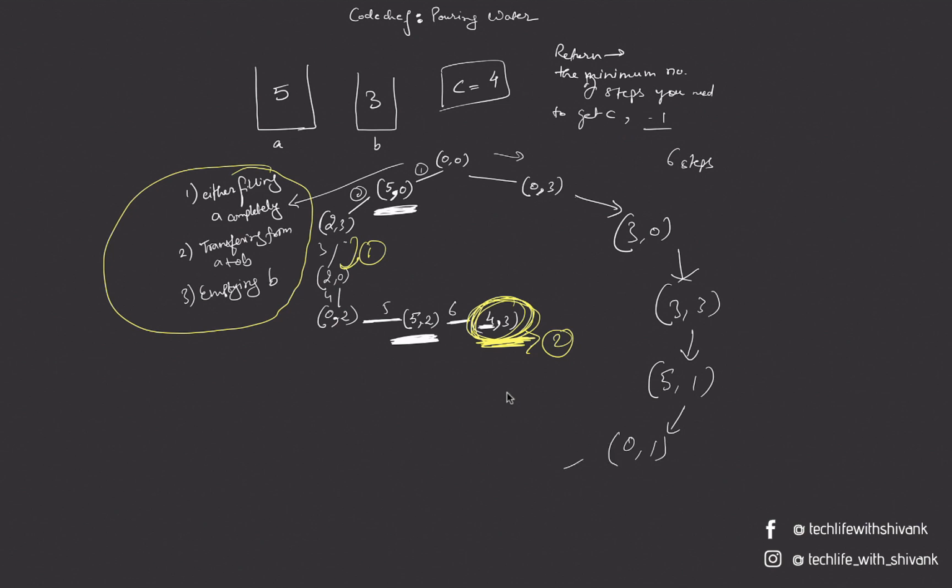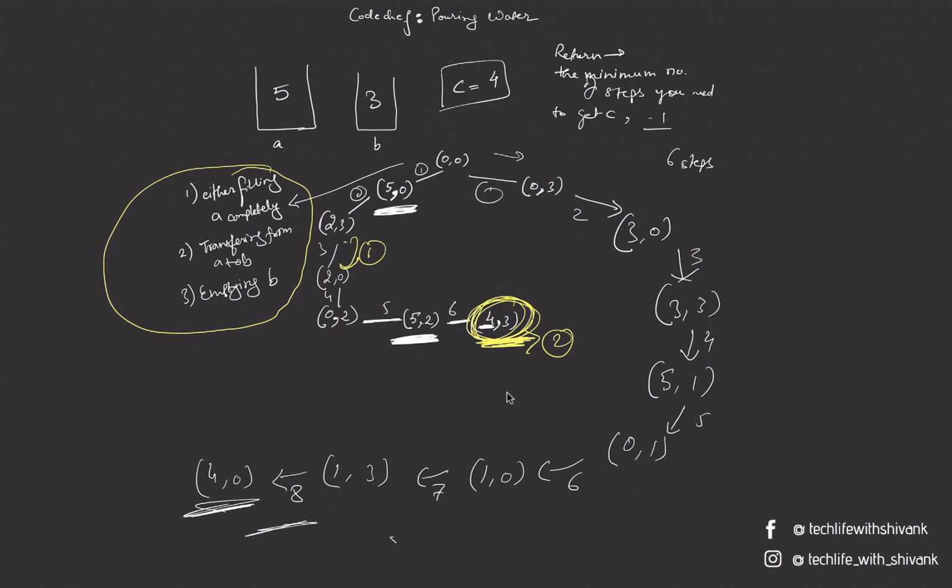And now we'll transfer, which will give us 1,0. Now we'll fill B, which will give us 1,3. Now we'll transfer, which will give us 4,0. We'll fill, no, so we stop here. So the number of steps is 1, 2, 3, 4, 5, 6, 7, 8.